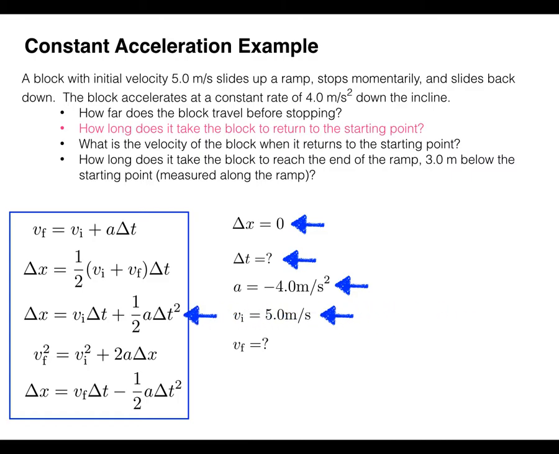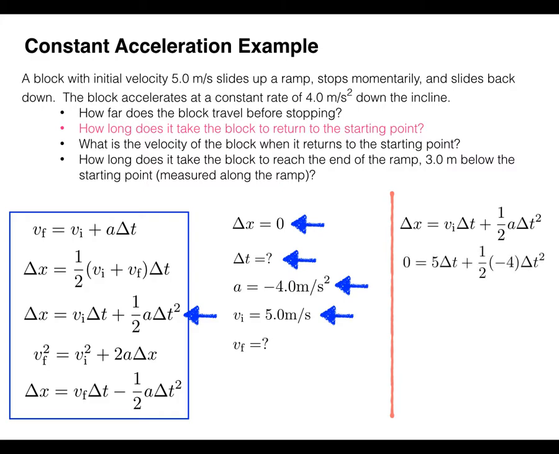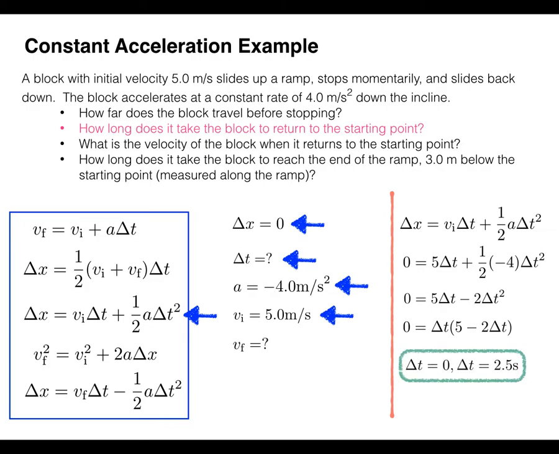And this is the best choice. Rewrite it, plug in. Now this time we have a delta t and a delta t squared. So after dressing the equation up a little bit, you can see that it factors, and you get 2 answers. Delta t is equal to 0 and delta t is equal to 2.5 seconds.